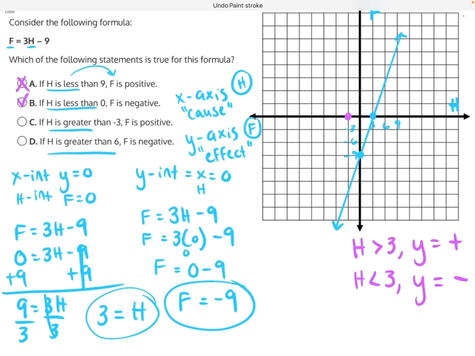And then finally, answer choice D. If h is greater than 6, which is right here, then f is negative. Well, let's find that on the graph. 6 would be about here. Greater than is to the right. All of these values are positive, not negative, which makes D incorrect and makes B our correct answer.